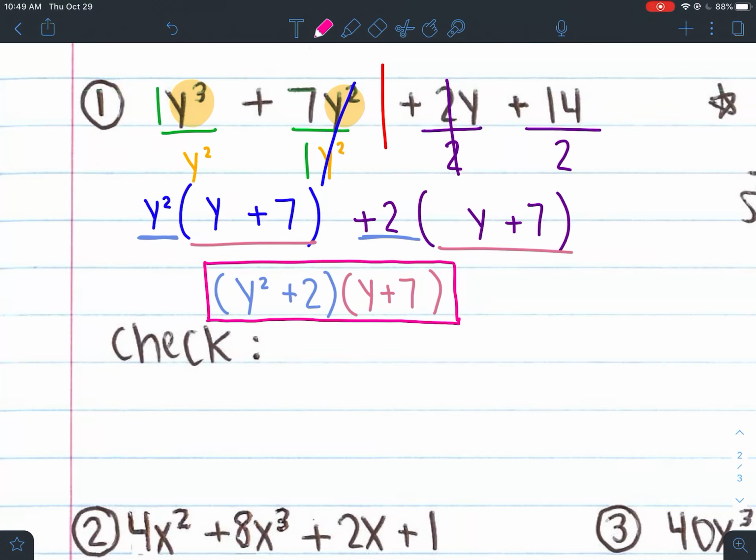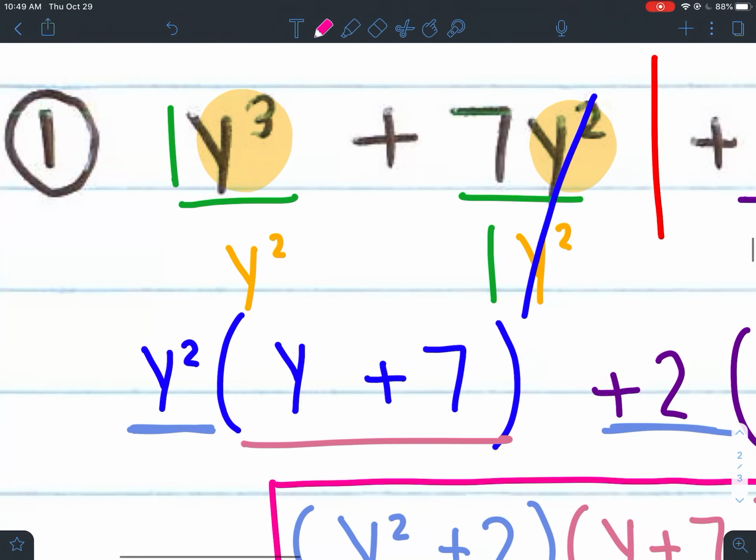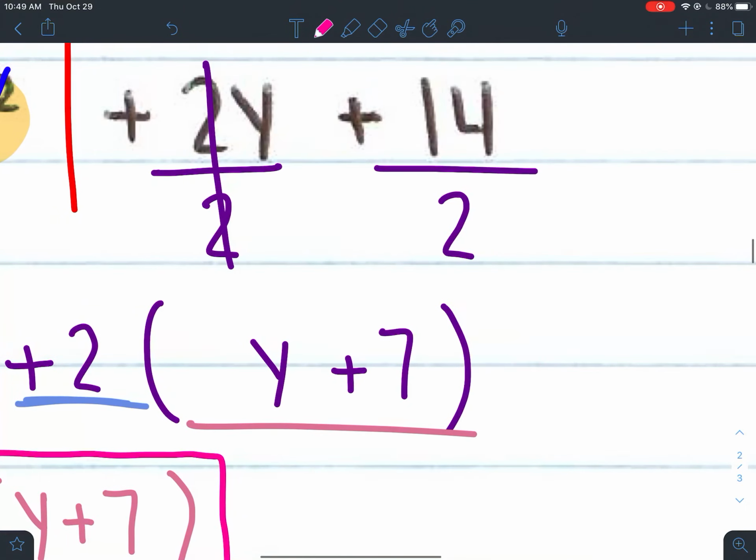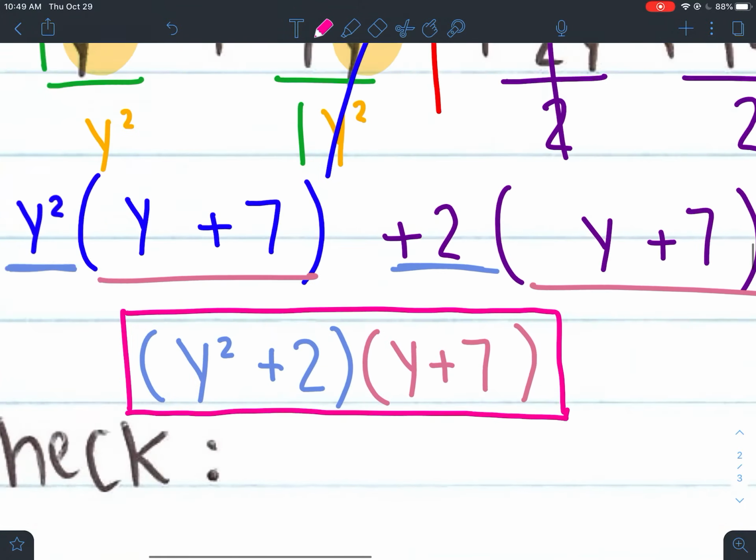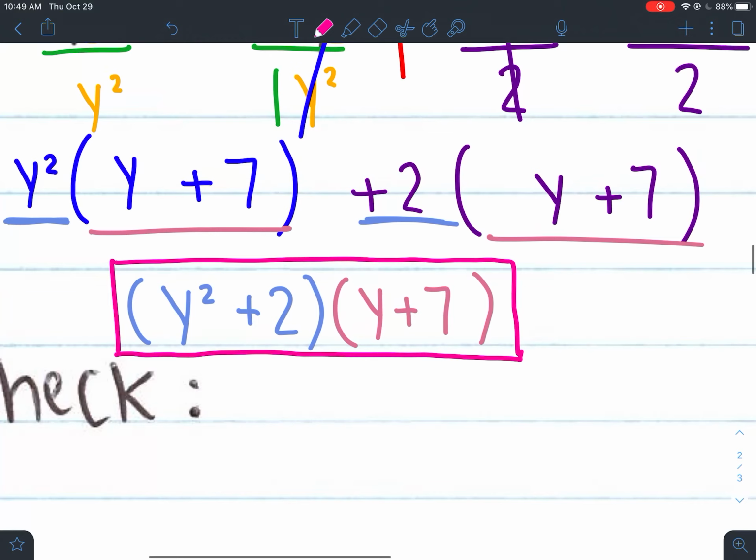We have the left side, and we have the right side. On the left side, you just do the GCF of those 2 terms. We got y squared. We put that on the outside, and our leftovers was y plus 7. On the second side, our greatest common factor was 2. So we put the positive 2 on the outside of the parentheses, and then we had y plus 7 left over. The next step, which is super important, you cannot stop here.